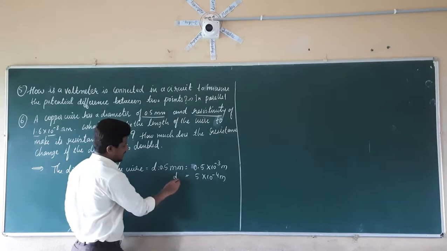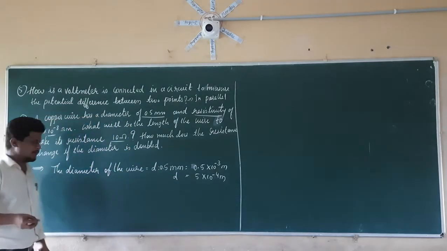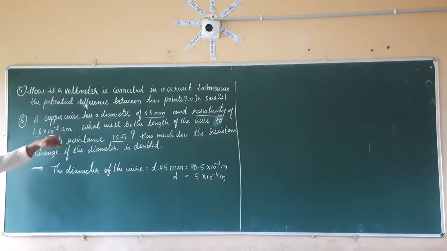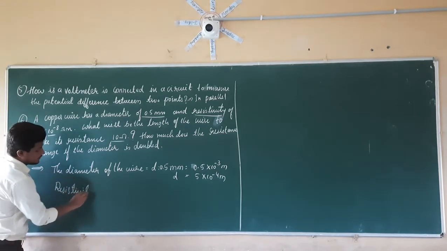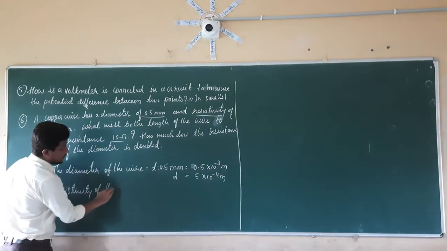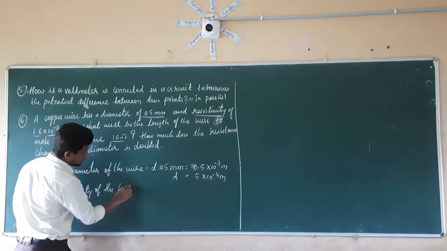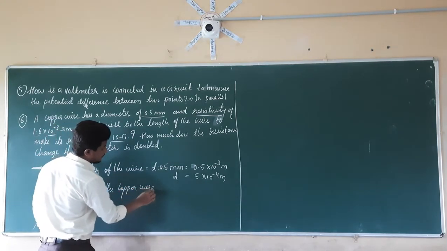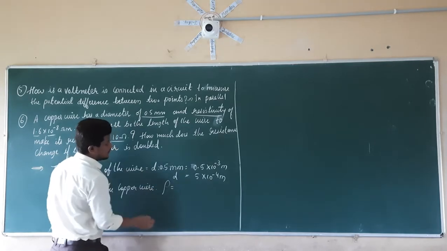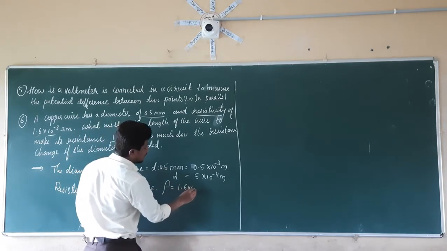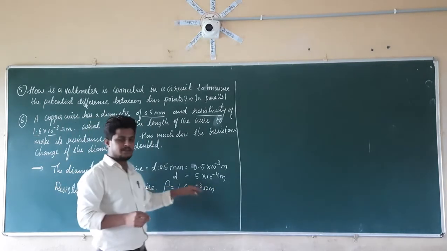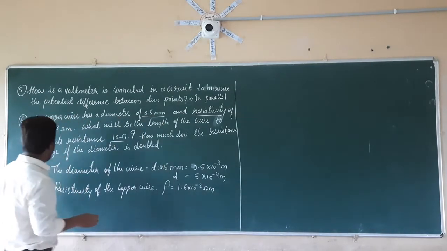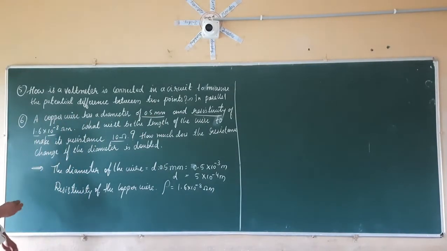So it is nothing but the D. Right. Next, what are they given? They are given the resistivity of the copper wire, that is rho, which is given as 1.6 into 10 raised to minus 8 ohm meters. There is no need for conversion since it is given in ohm meters. Then they are given the resistance of the copper wire as 10 ohms.